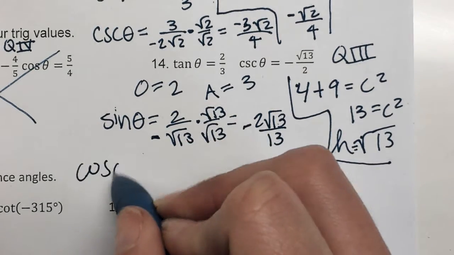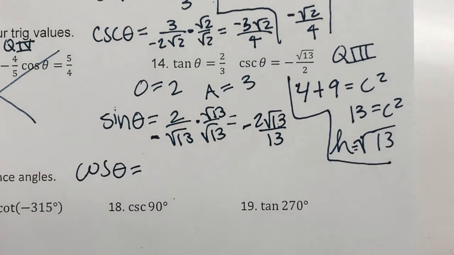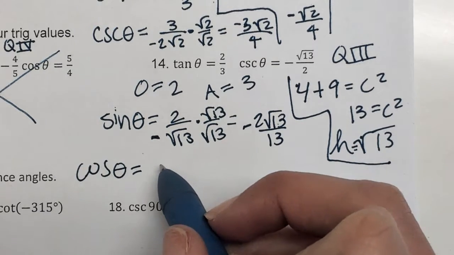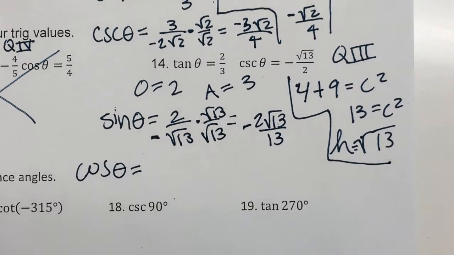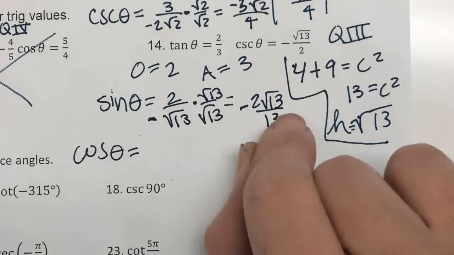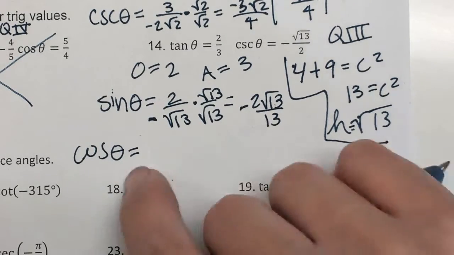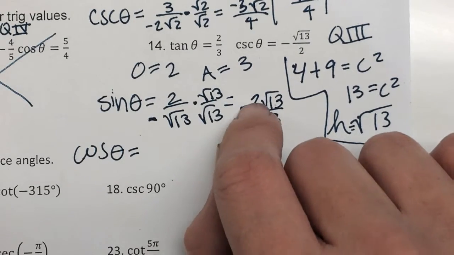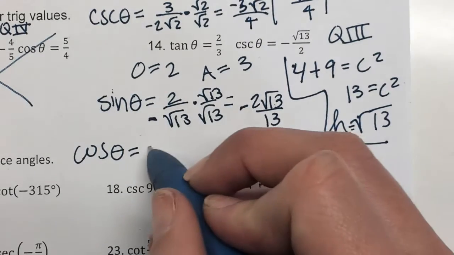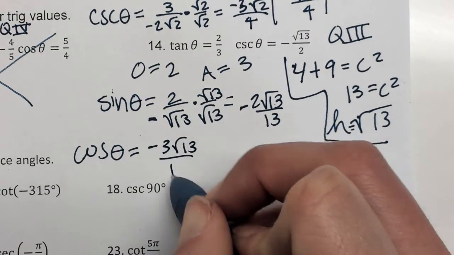Alright, cosine is blank over blank. Adjacent over. So 3 over what? But let's save ourselves some trouble. Wouldn't these be the same thing? They would, except what's going to be here? 3. Yes. So it's going to be negative 3 square root of 13 over 13.